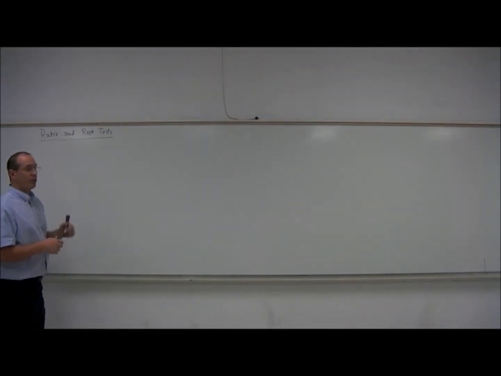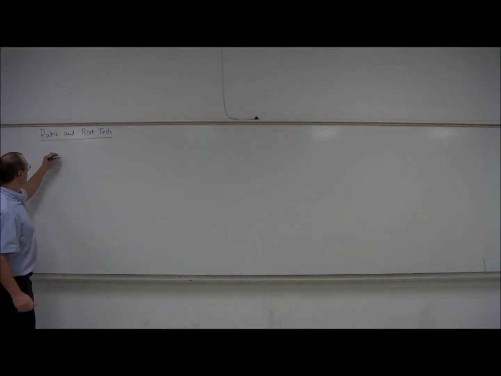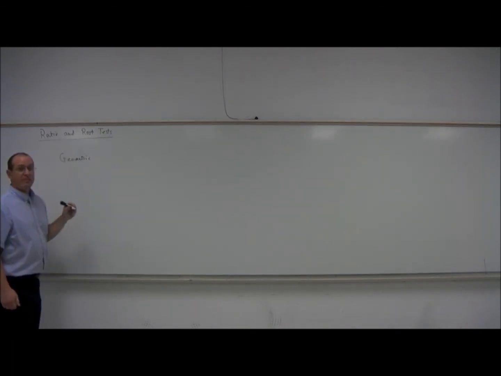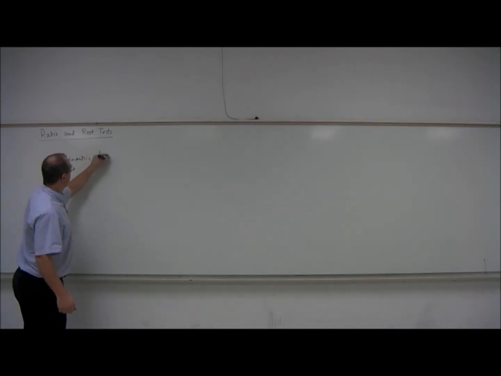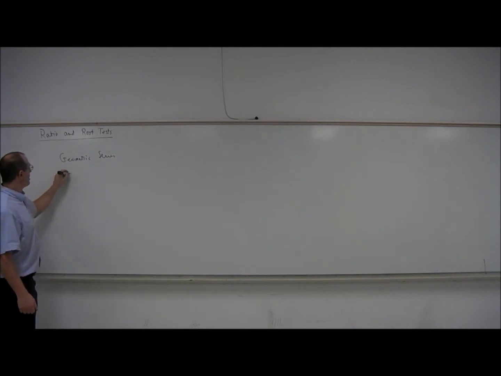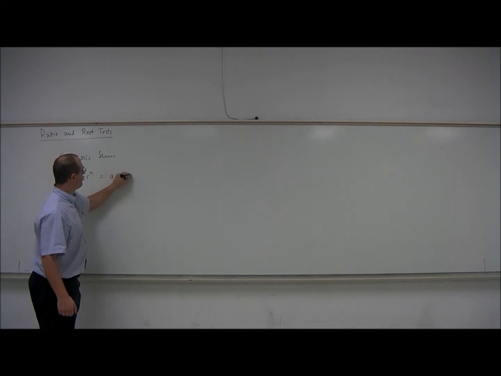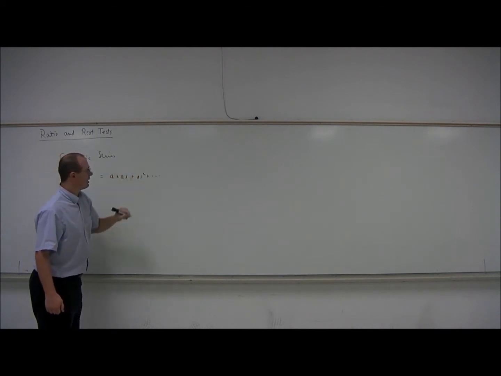So the ratio and root tests. But first, let's take a look back at the geometric series. A geometric series has the form summation of AR to the n, n equals 0 to infinity, and that would be A plus AR plus AR squared, etc.